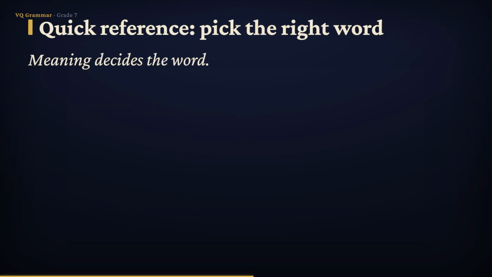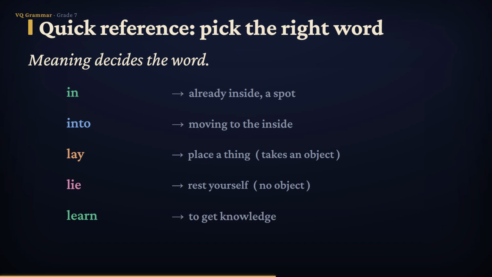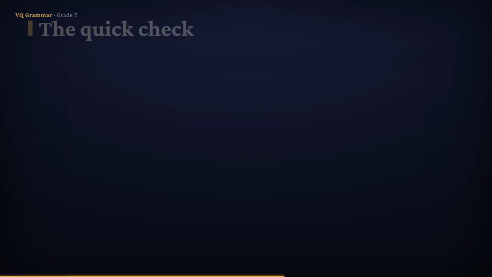Let's line all 6 up as a quick reference. In means already inside, resting in a spot. Into means moving to the inside, crossing the edge. Lay means to place a thing, and it always takes an object. Lie means to rest yourself with no object. Learn means to get knowledge, and teach means to give knowledge. Start with the meaning you want, and the right word follows.